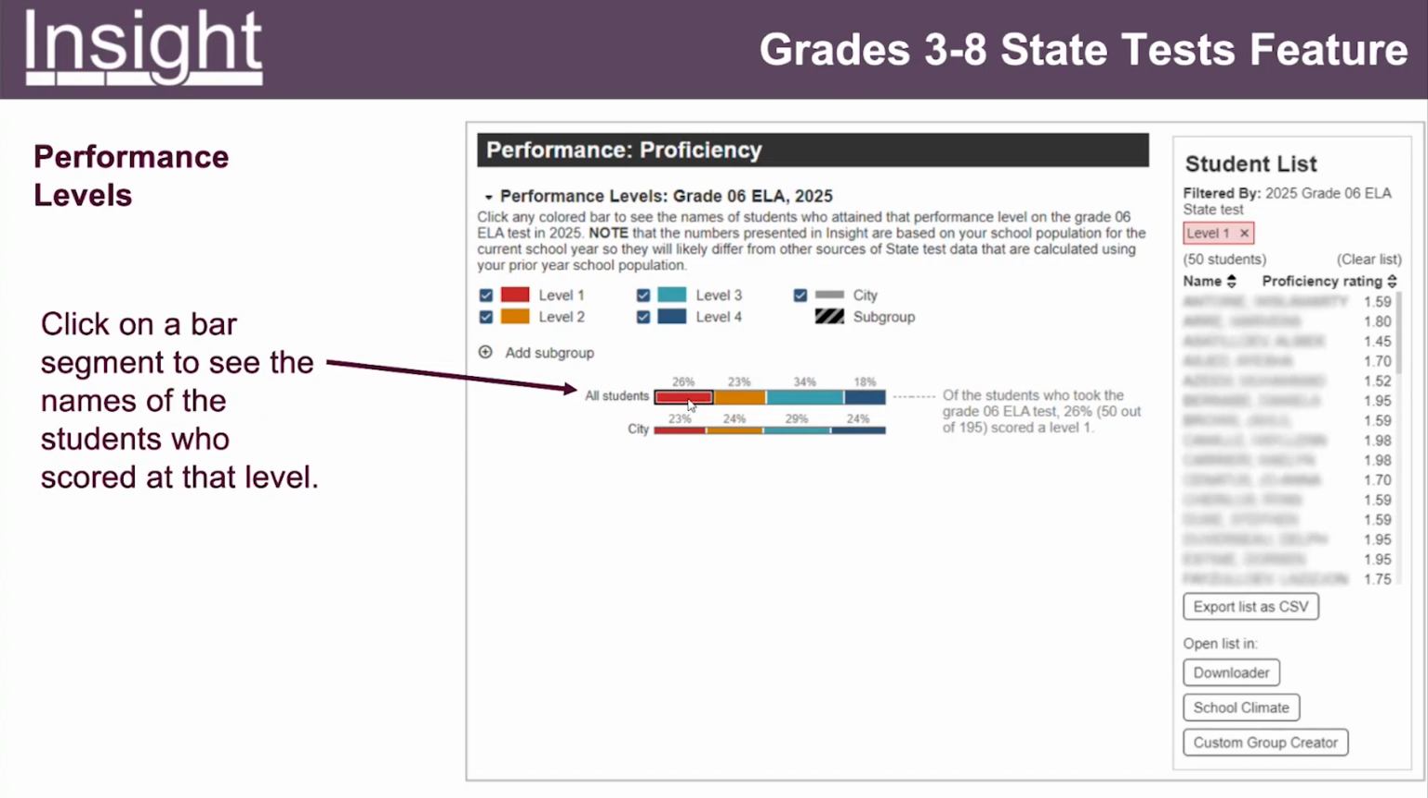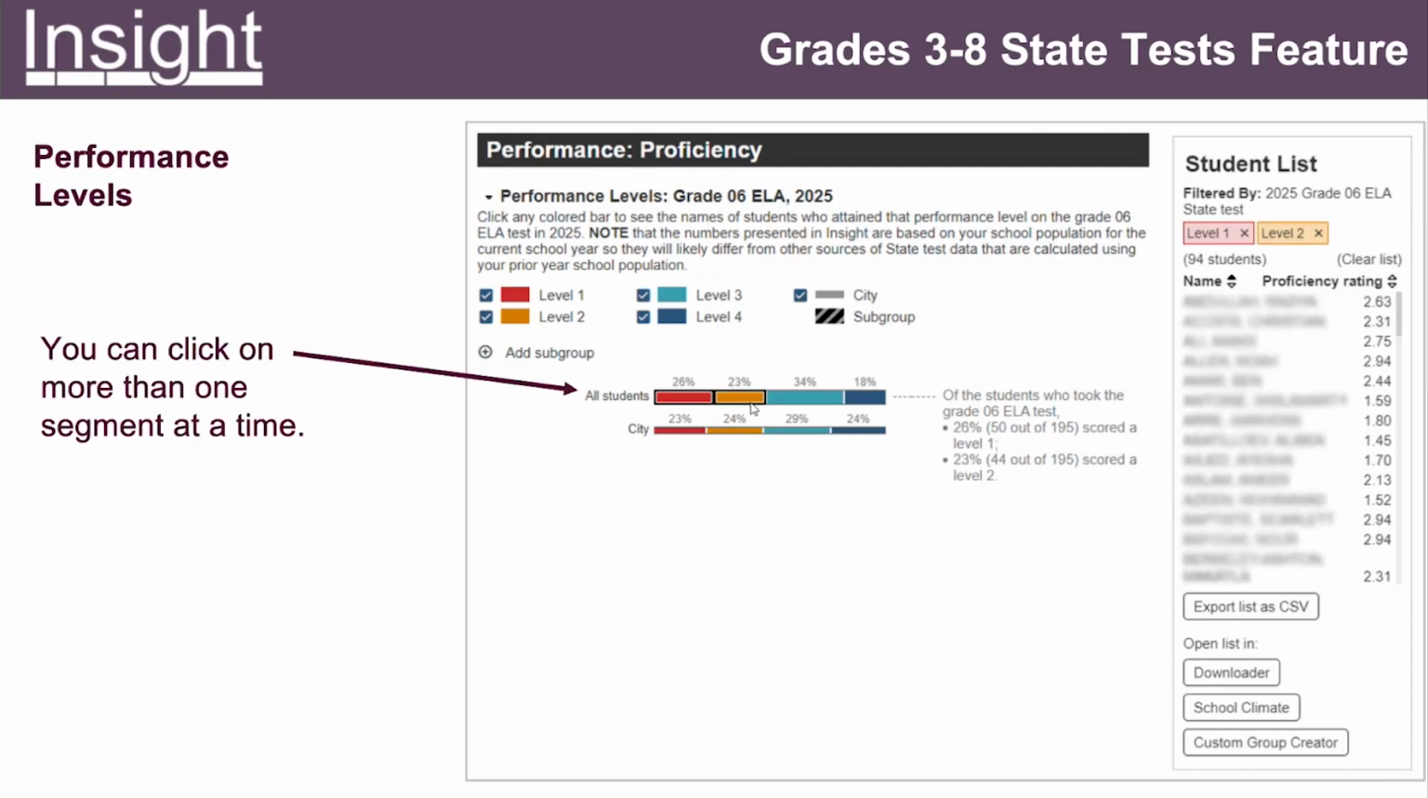It's clickable. You can click on the bar to get a list of students who fall under a certain level and then their particular proficiency rating. You could do several things from the list. You can click on more than one segment. You can also uncheck those boxes if you only want to focus on students at level 1 or only level 2. But you can click on multiple segments to generate a list, right? Maybe I want to focus on level 1 and 2 because those are the students, technically speaking, who are non-proficient.